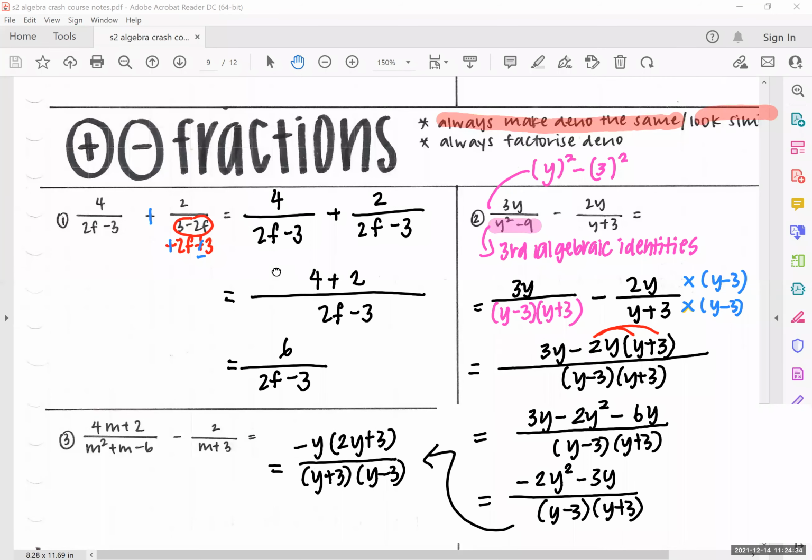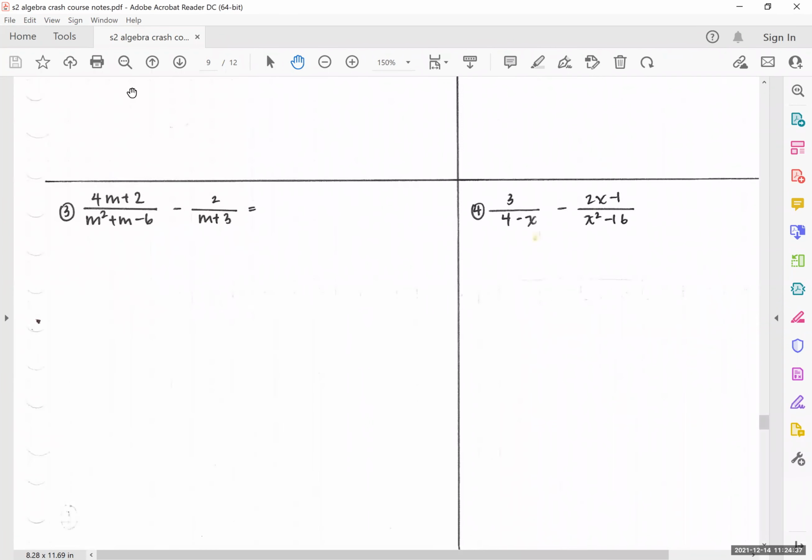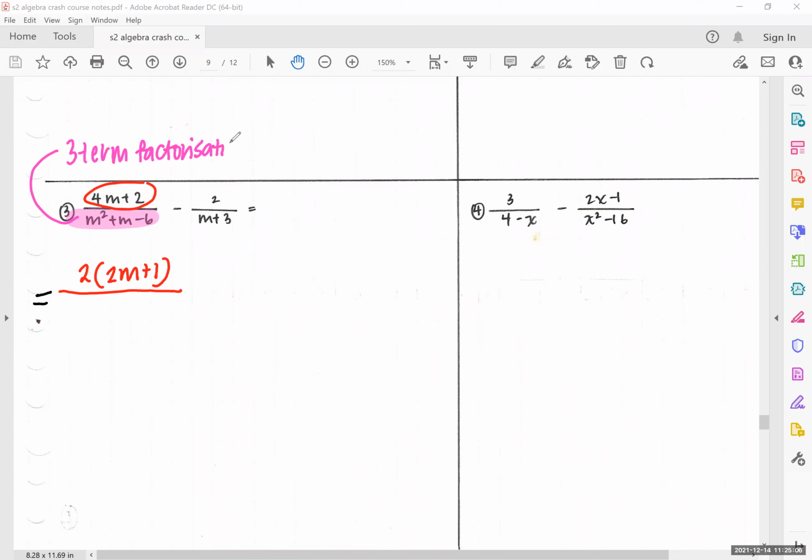The next one we'll move on to is here. Same thing, always ask yourself, can I factorize out anything? I can factorize out a 2. So I take out a 2 and I'm left with 2m plus 1 over... 3-term factorization. Okay, everybody, I want you all to go and do your 3-term factorization right now, and then check whether your answer is the same as mine.